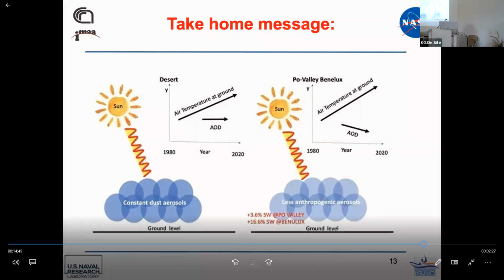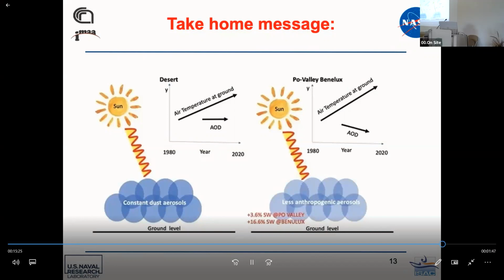And also we compare our findings with those of a wild and remote region not affected by human activity, the Sahara Desert. This region is taken as a reference. And what we see is that still in the desert, the air temperature at ground is rising, because since 4 years ago there is still an increase of CO2.